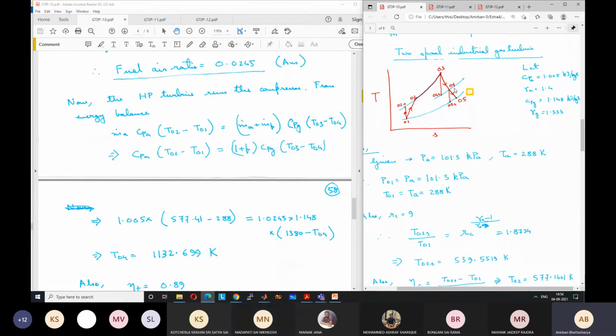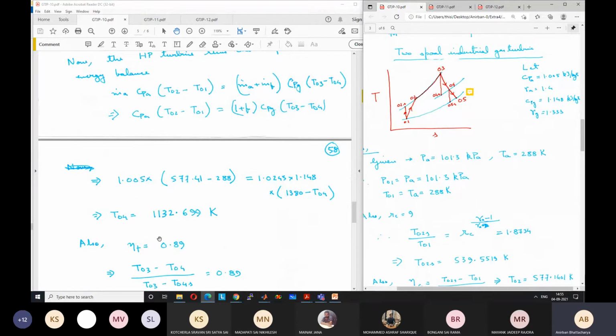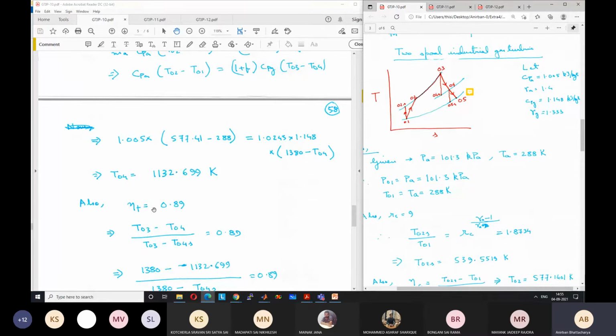How will we find P04? So again from T03 and T04s. First we have to find T04s, because at this point we know T04, right? So that's why we need to use the efficiency of the turbine. Correct. Your answers are all correct. Good. So efficiency of the turbine is 0.89, 89%. Using the definition of efficiency for a turbine, efficiency is equal to T03 minus T04, the actual work output, by the ideal work output, which is T03 minus T04s.